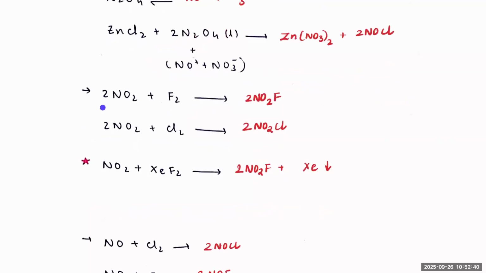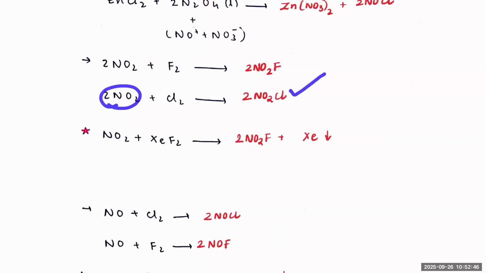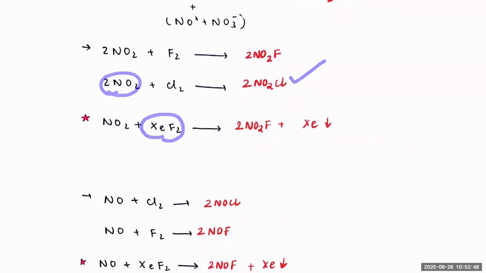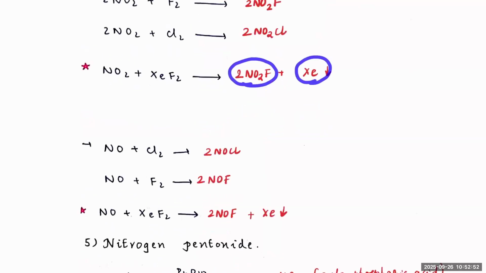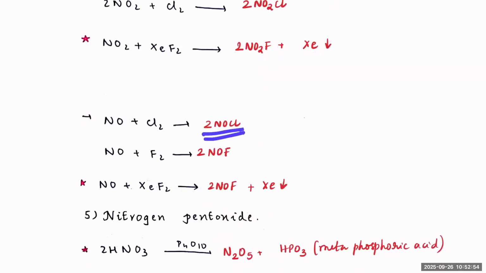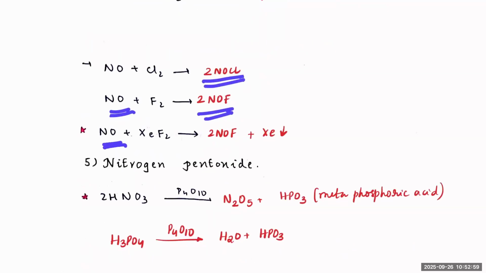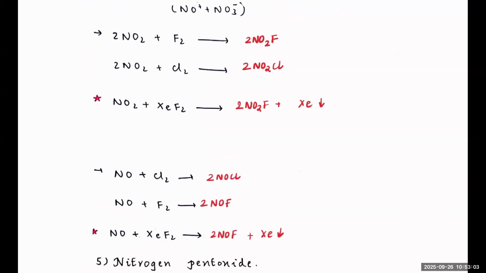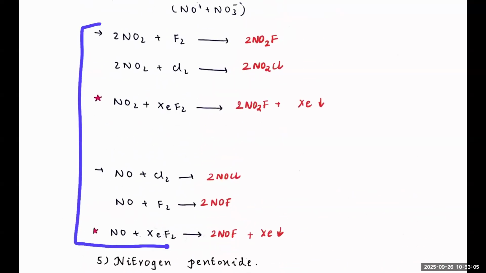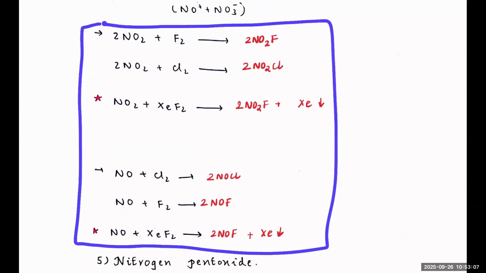Same way, if I take the corresponding reagents, I will get NO2F and NO2Cl. If I take XF2 in pure form, it will convert into NO2F and X. And with NO, Cl2 gives 2 moles of NOCl, NOF also gives NOCl, and NO with X gives 2 moles of NOF and X. So these are exactly the same reactions, one with NO2, one with NO.